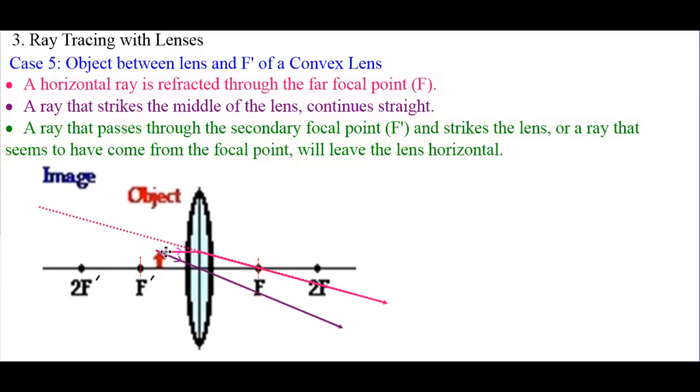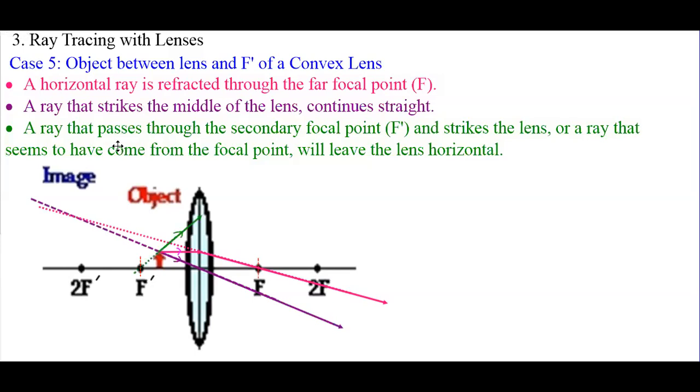Second rule says any light ray that travels through the center of the lens just keeps on going straight. You don't actually notice any refraction whatsoever. And hopefully you can tell that these two guys are spreading apart. And so therefore you'll have to extend that backwards behind the actual object.